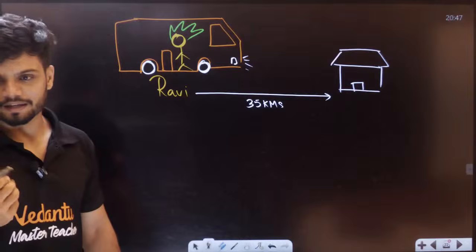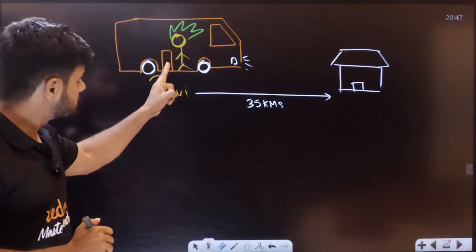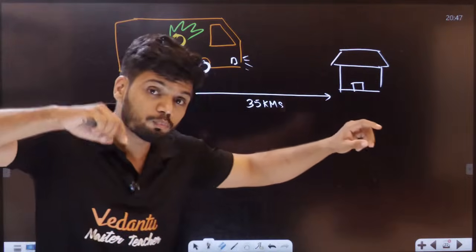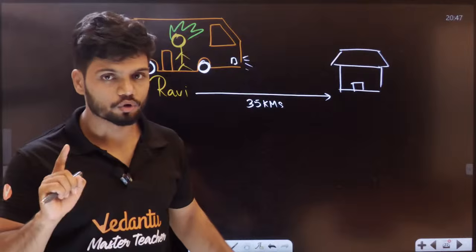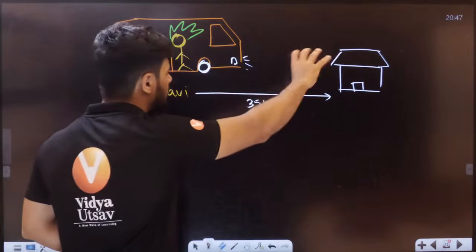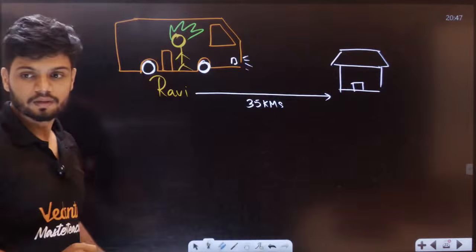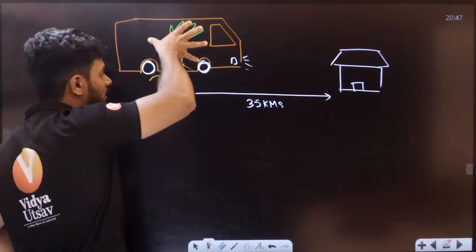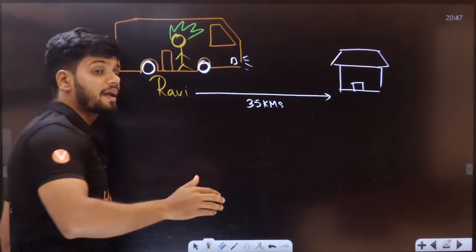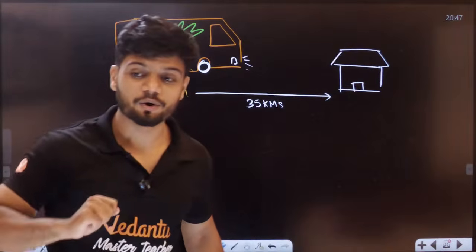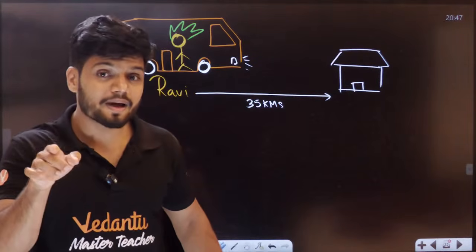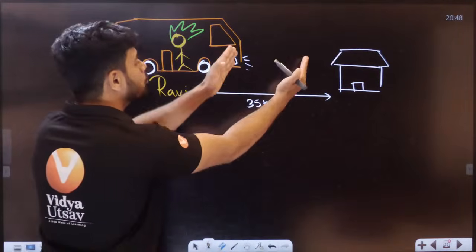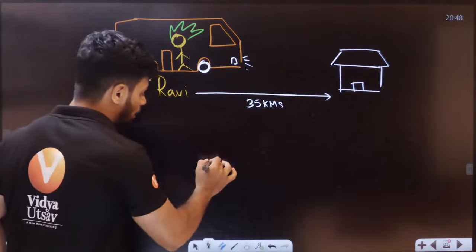Now, students, all of you tell me: if this bus is going from here to here, will Ravi also move from here to here? Yes or no, students? If the bus is moving, Ravi will also move. Why? Because Ravi is inside the bus. So if the bus is moving, Ravi will also move. So the same concept also applies here, students.